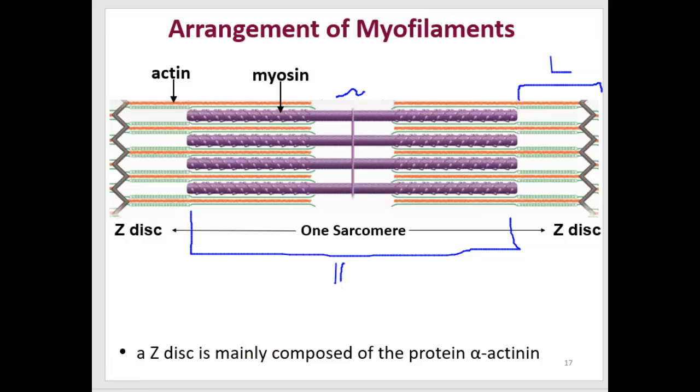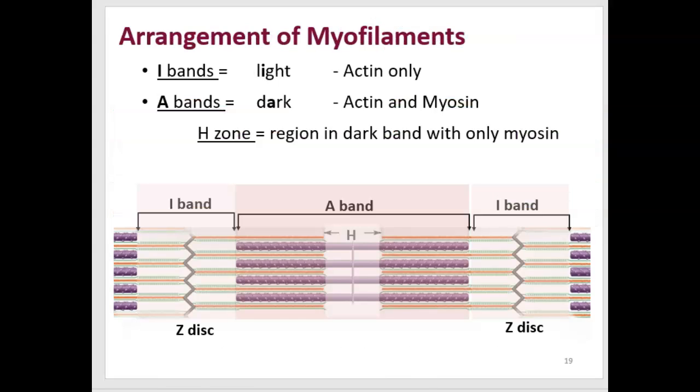Now we actually label these dark and light regions with terms. The light regions are called I bands. I don't know who named them or why. And the dark regions are called A bands. I remember I band for light, and that has only actin, which makes sense. And the A bands are dark, and I remember that because dark has an A in it. It's going to contain both actin and myosin.